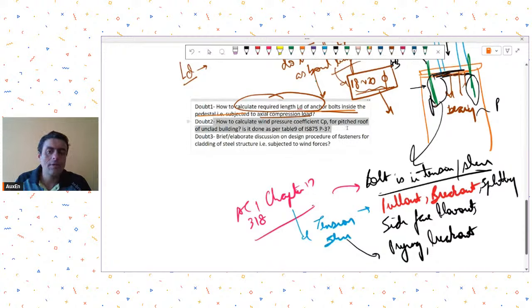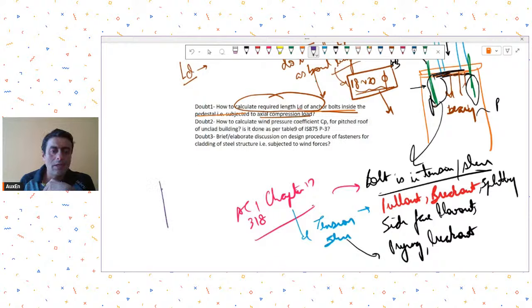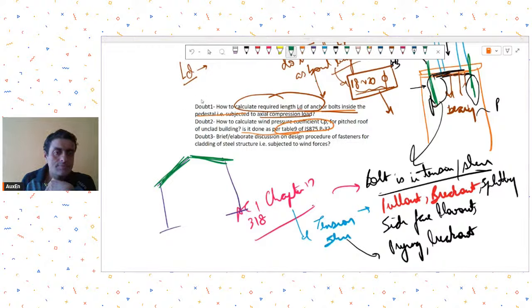So this was his first query, Mr. Manish Parmar. His second question is how to calculate wind pressure coefficient Cp for a pitched roof of an unclad building. So if your building is unclad from the sides but you have sheeting on the top, can it be calculated as per table 9, is what he is asking. So let us see what table we have to use.